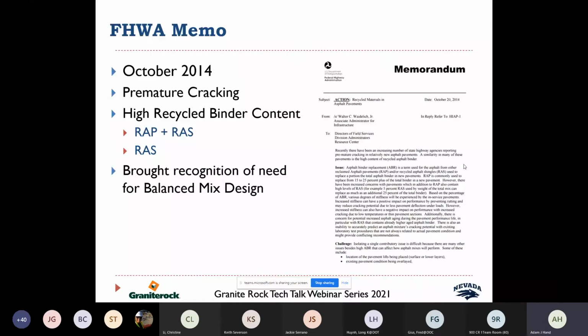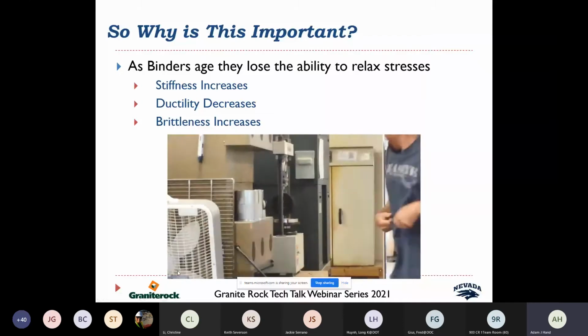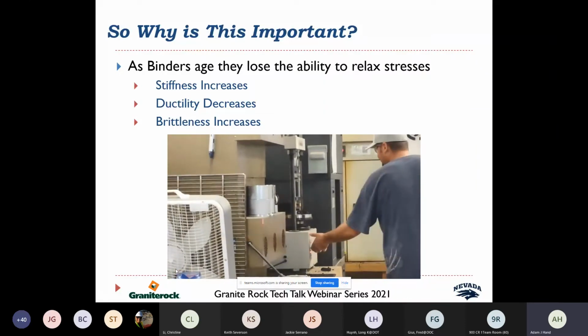Okay. Now, the balanced mix design we'll talk about more in just a minute, but this slide has a little video in it. And I said, why is this important? Again, as the binder ages, it loses its ability to relax stress. Now this video is a tensile strength test being performed. This is a 6-inch diameter specimen. And if you've ever broken concrete cylinders, the compression machines have cages around them because the specimens are pretty brittle when they break. The material goes flying all over the place.